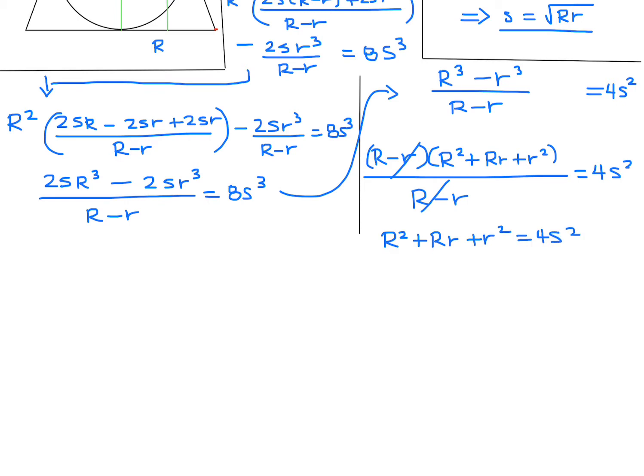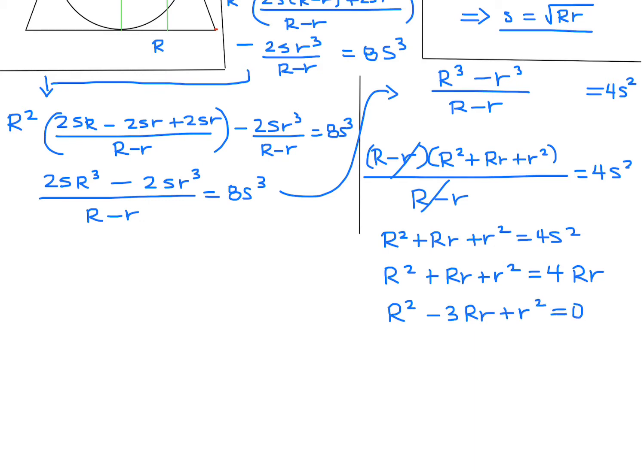Okay, great. And finally, we get to use this right here. That's why I kept it on the screen. So we can put in r without the square root because we're squaring it. So it'd just be like this. All right, now let's put everything on one side. And finally, we get R squared minus 3Rr plus r squared is equal to 0.